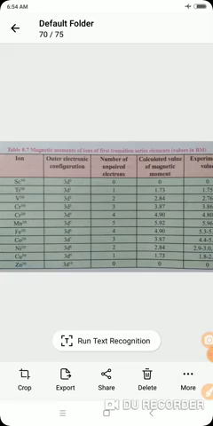Then next is Cu2+. Cu is the symbol for copper, 2+, also a divalent cation. Its outermost electronic configuration is 3d9 and the number of unpaired electrons is 1, and we know that when the number of unpaired electrons is 1, the magnetic moment is 1.73.